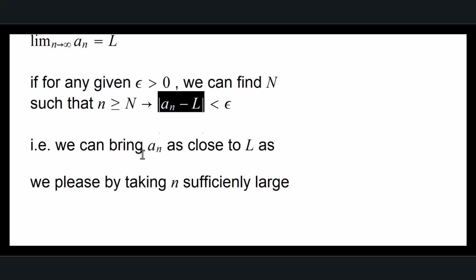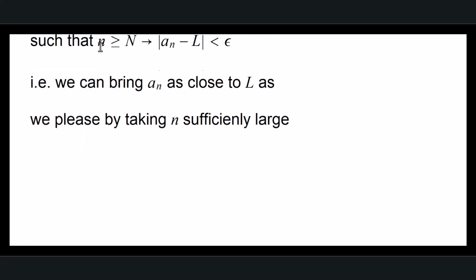That is, we can bring a_n as close to L as we please. That is, we can take this epsilon to be as small as we please by taking this index n sufficiently large, and that is what this stands for. So as an example, let's look at this here. Or let's just take a couple of examples real quick.